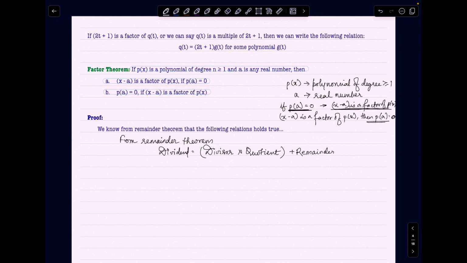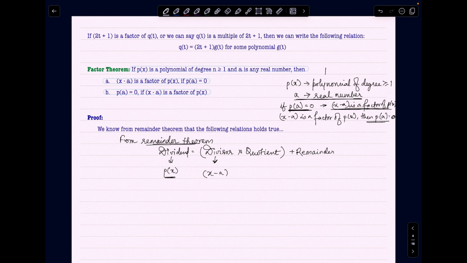This part I have already told you, in the remainder theorem chapter. Let me take this dividend as p of x, because this is the polynomial p of x. Understood? The divisor is x minus a, because a is any real number.